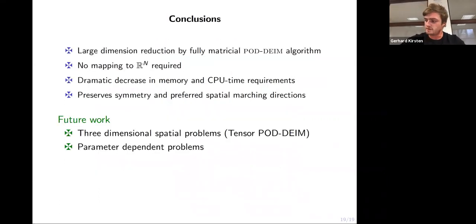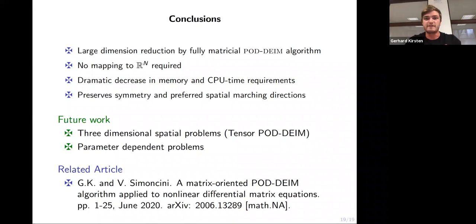Okay, so in short, to conclude, we see that our method requires no mapping to R to the big N, gives a dramatic decrease in memory and CPU time, and that the symmetry and preferred spatial marching directions can be taken advantage of. We want to extend this to perhaps 3-dimensional or higher dimensional spatial problems with a tensor POD-DEIM method, and look at parameter dependent problems. And this was very brief. So if you want to look in more detail or have any questions, there is the related article, and feel free to ask me any questions otherwise.